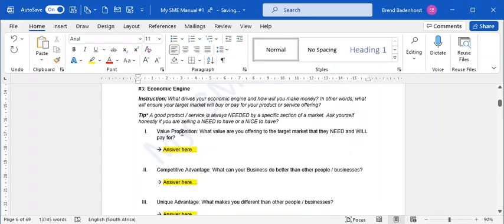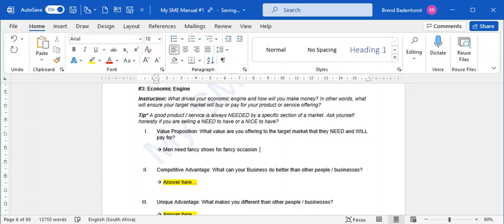Lastly, economic engine. What is the value proposition? In other words, why will the target market need my product or service? Will they pay for it? It's very simple. Men need fancy shoes for fancy occasions.